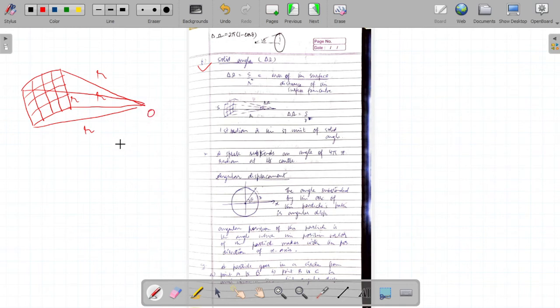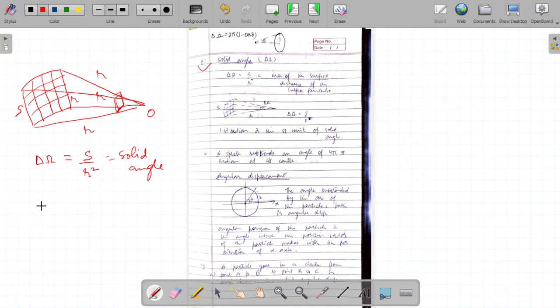from the center. So the angle subtended by this whole surface at the center of the sphere is called the solid angle. So this angle is symbolized by delta omega, and its value is defined as the surface area which the angle is subtending, divided by the square of the radius of the surface. So this is what solid angle is.